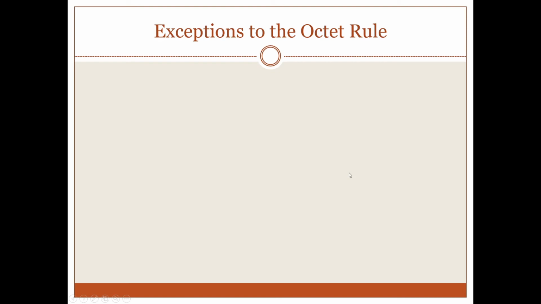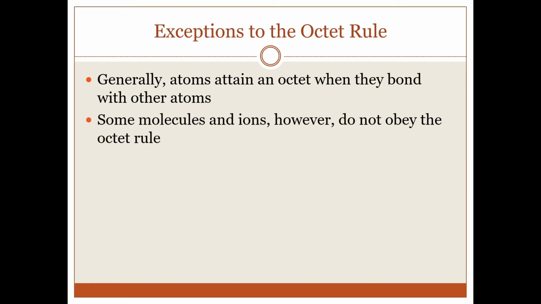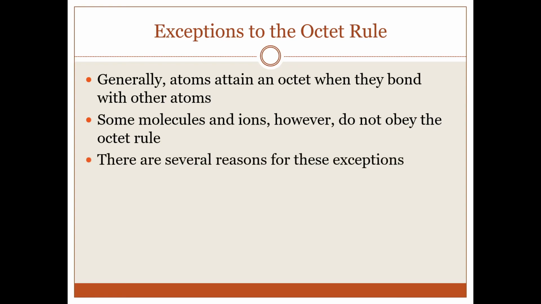Exceptions to the octet rule. So far, whenever we talked about an atom or a molecule, we always talked about the octet rule and how atoms are most stable when they have 8 valence electrons. However, there are some molecules and ions that don't obey this octet rule. So there's 3 different categories of these exceptions.